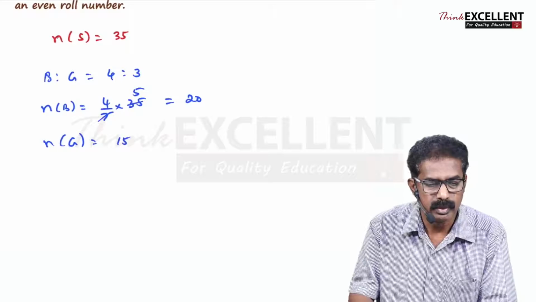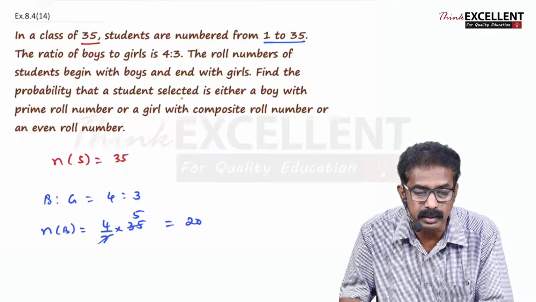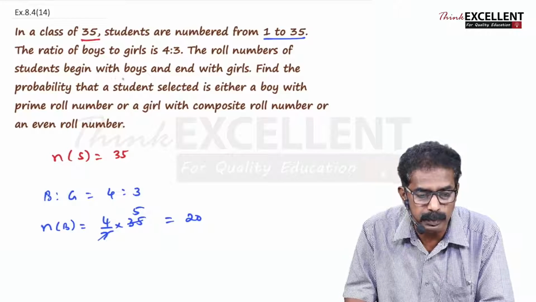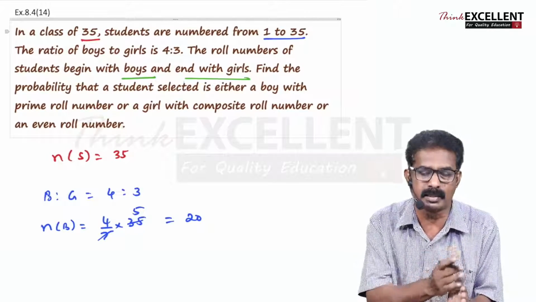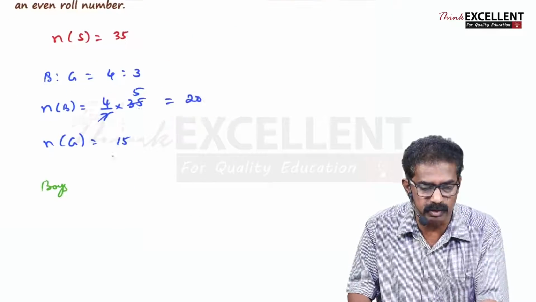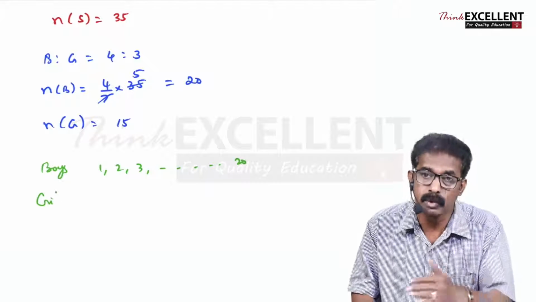So now, how they numbered, you know? The roll numbers begin with boys and end with girls. So first for all the boys they are giving numbers. How many boys are there? 20 boys. So for boys the numbers go like this: 1, 2, 3, etc. up to 20. For girls it starts from 21, right?